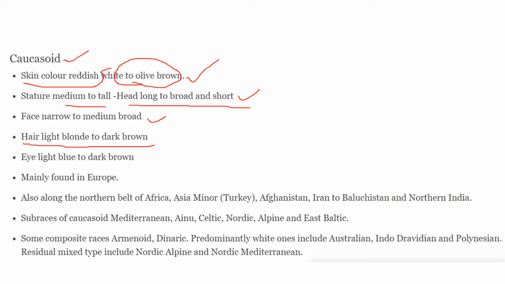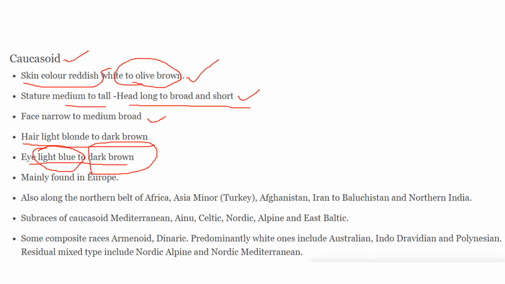If you want to identify which type of race these people belong to, you can use another physical trait, the eyes. The eye color is light blue to dark brown. It means the Caucasoid people's eyeball color is light blue to dark brown.